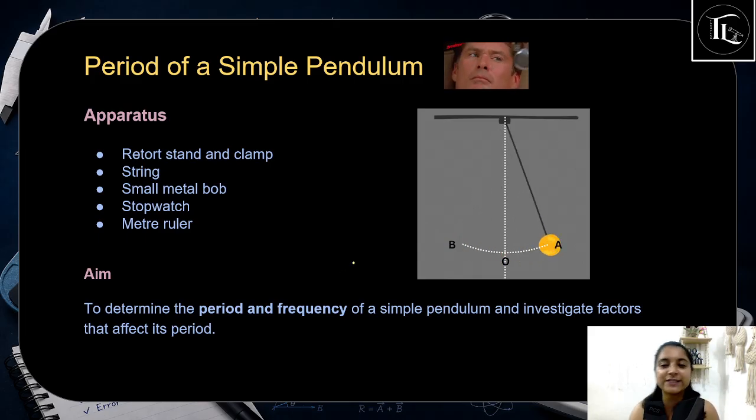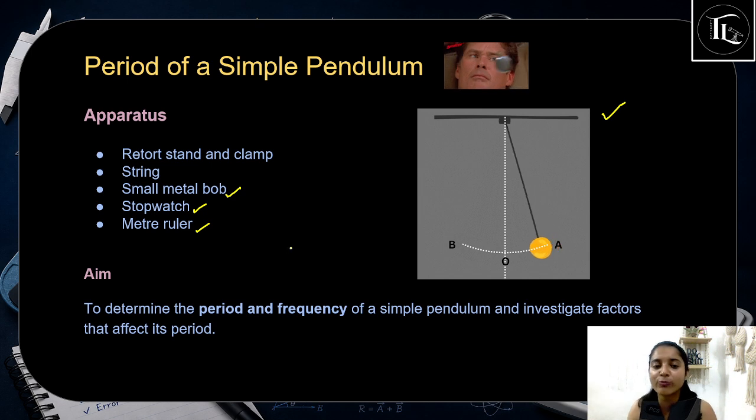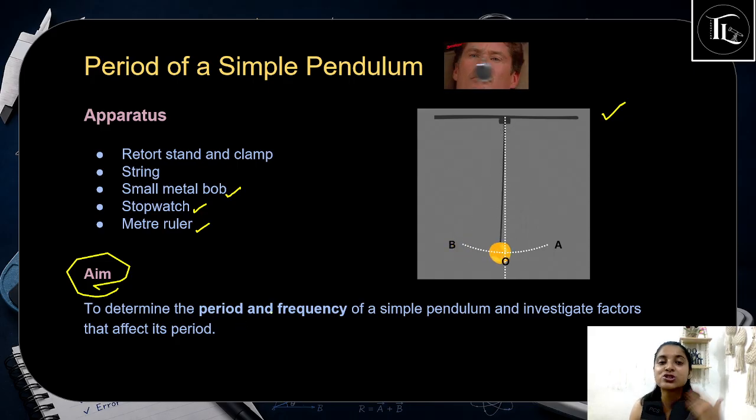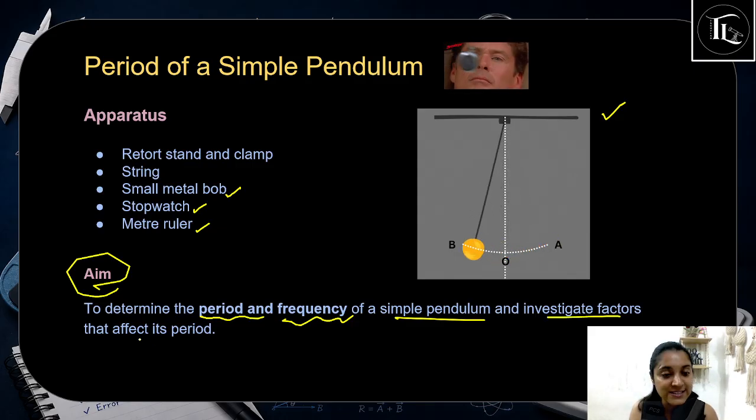In a pendulum you can see it is this type of arrangement where you have a stand, a clamp, string, a metal bob, a stopwatch and a meter rule. Stopwatch and meter rule are basically for the measurements. So what is our aim here? Our aim is to determine the period, which means the time, and the frequency of a simple pendulum, and investigate factors that affect its period.